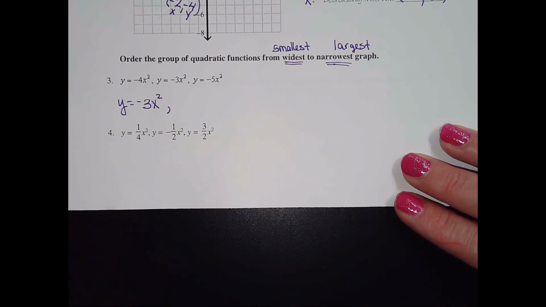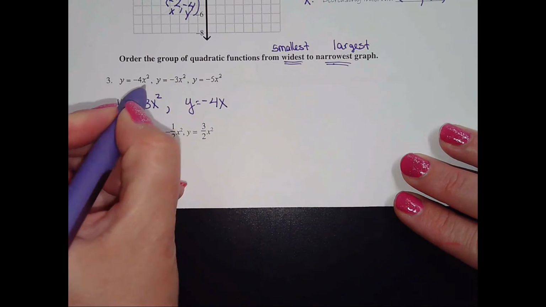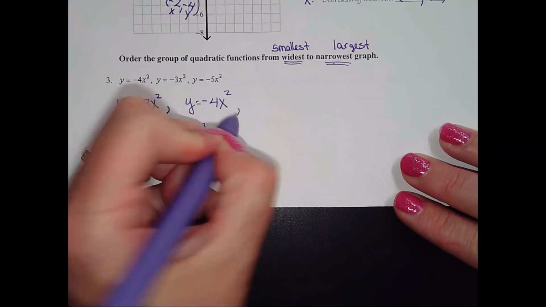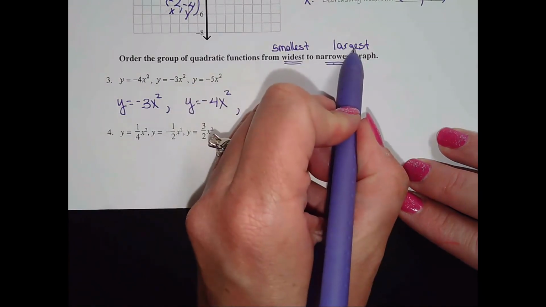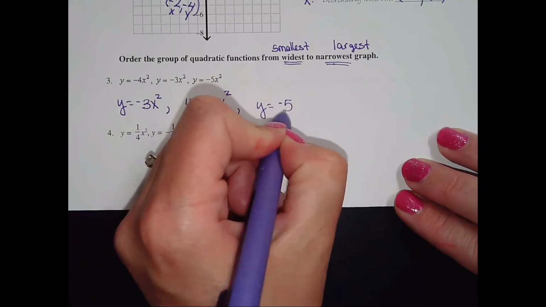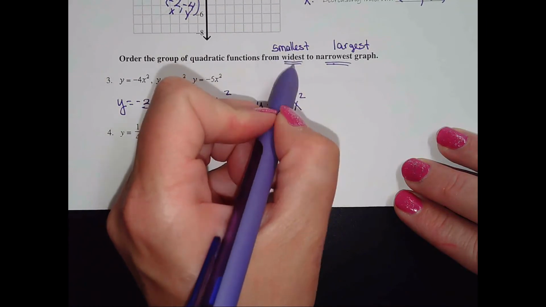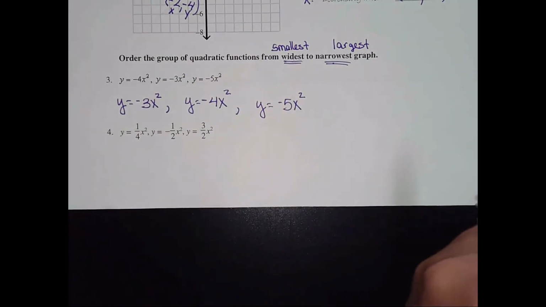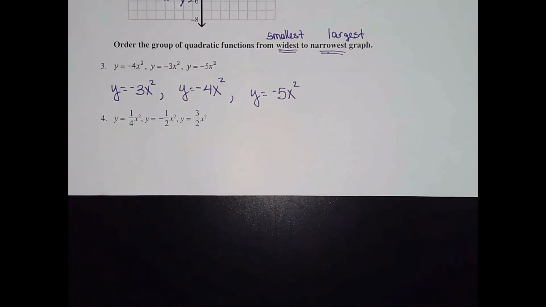Which one's next? -4x squared, because 3 is smaller than 4 and 5. So you go smallest number to largest number. But then you just said the 3 was the widest. It is the widest. The smallest is the widest. I know, it's weird. The smallest is the widest because it would increase slower on both sides. I could show you why, but just trust me. Show us.